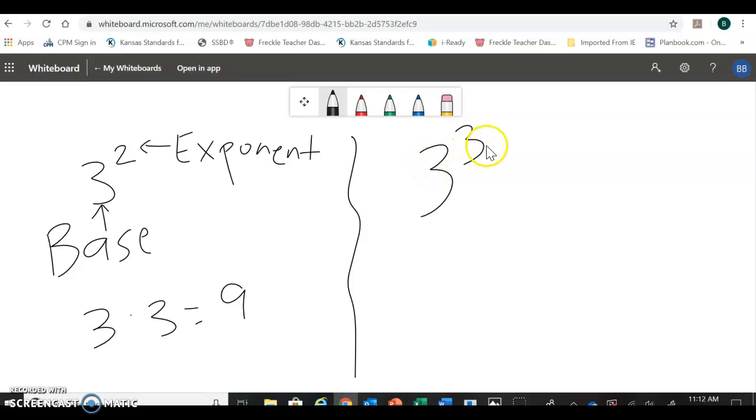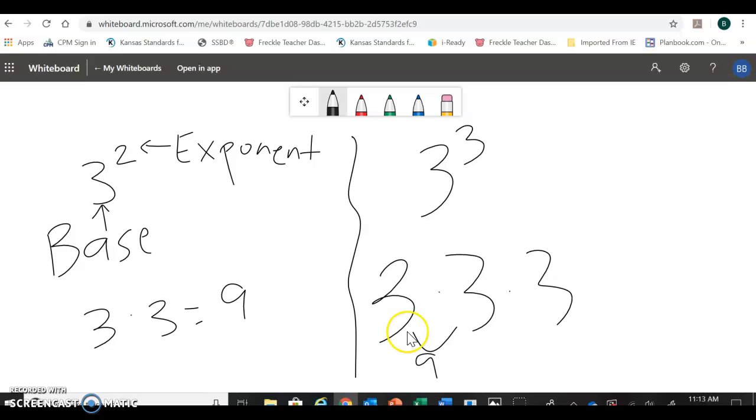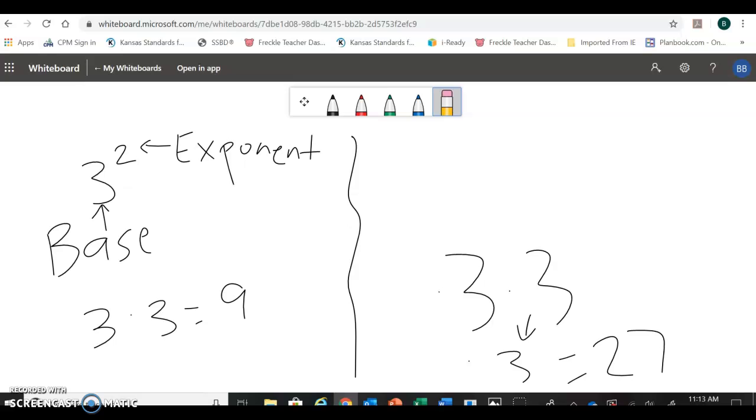So this is 3 three times: 1, 2, 3 times. And it's all going to be multiplied together. So you're going to do this multiplication first, 3 times 3, which is 9, and you're going to bring that down. And we have 9 times 3, which is 27. So that's one example of cubing. Let's go over a couple more to make sure you get it.